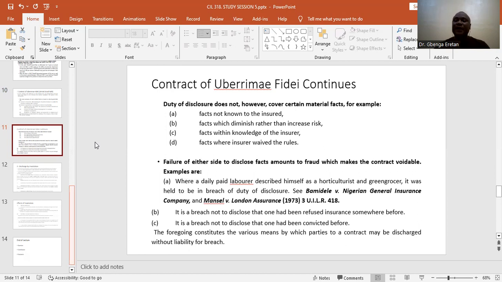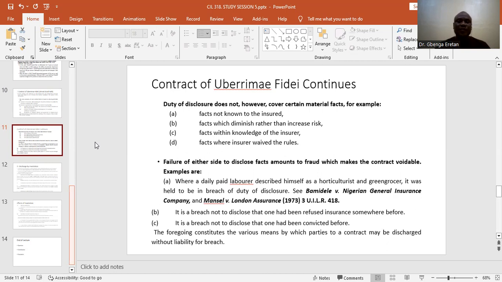Example, when a laborer does not disclose true facts about himself. If you are a daily laborer, and instead of saying I'm a daily laborer, you start painting yourself as an engineer, a horticulturist, a greengrocer, you are a roadside mechanic but you are calling yourself a qualified engineer. What is a roadside mechanic? What is a qualified engineer? It makes the contract voidable. So in this case, you are not disclosing the true facts about yourself.